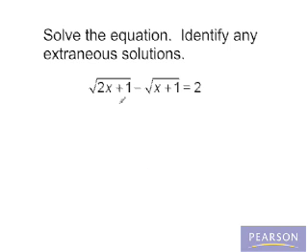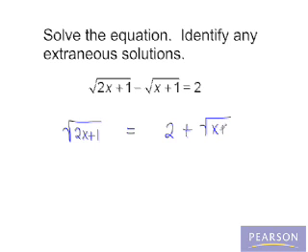Our first step will be to isolate one of the radicals, so I'm going to leave the square root of 2x plus 1 on the left-hand side of our equation. I'm going to simply add the term negative square root of x plus 1 to both sides of the equation, giving us 2 plus the square root of x plus 1. So you want to isolate one of your radicals, and I chose to isolate the first radical.